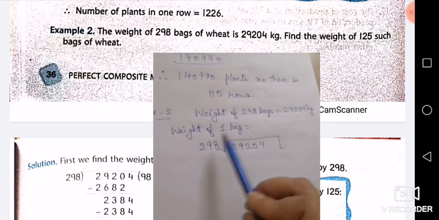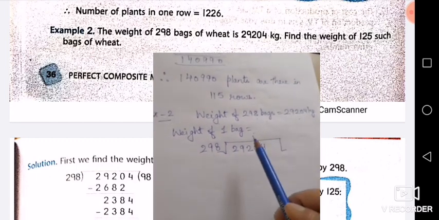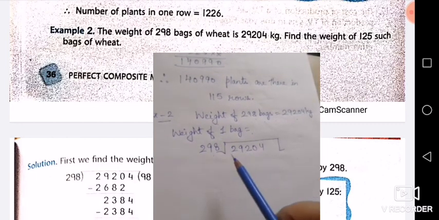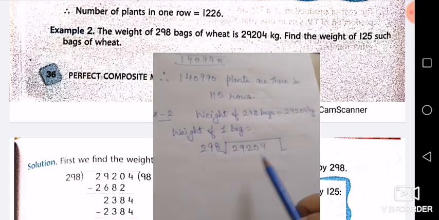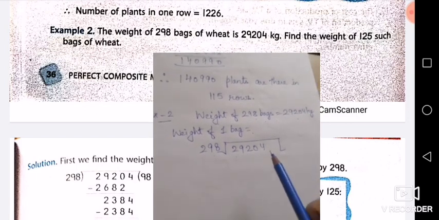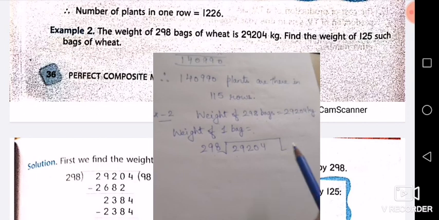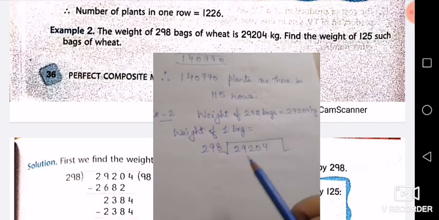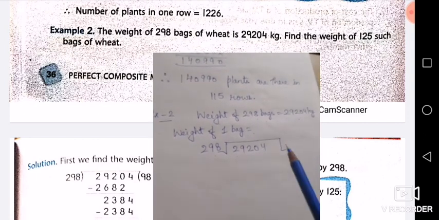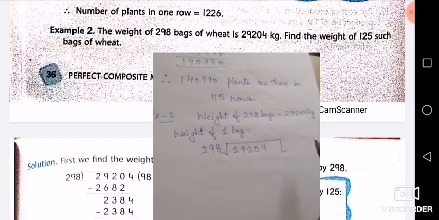This kind of simple statement you can write in the question. Okay, no need to copy from the question that this line is given in the question. So, we are going to write that same line: the weight of 298 bags of wheat is this much. So, the weight of one bag of wheat is what?